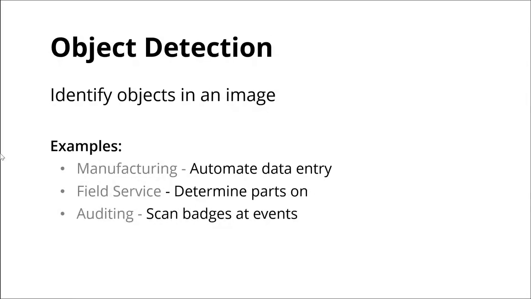With object detection, you can identify objects in an image. So in manufacturing, you can automate data entry. With field services, you can determine parts. And with auditing, you can also scan badges at an event as well.